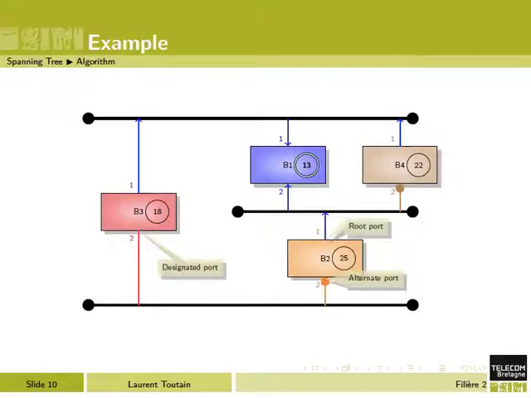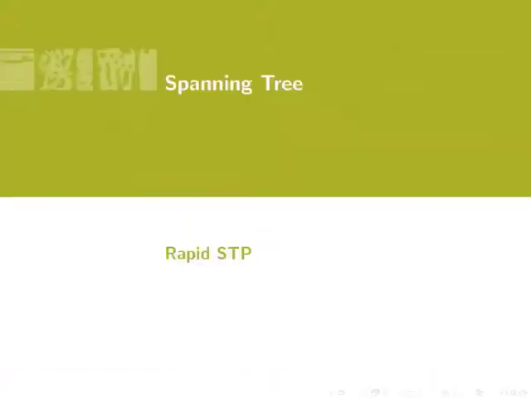You see that we have disabled two ports, port 2 of B4 and port 2 of B2. And here we have no loops. Okay? So that's the algorithm of the spanning tree.